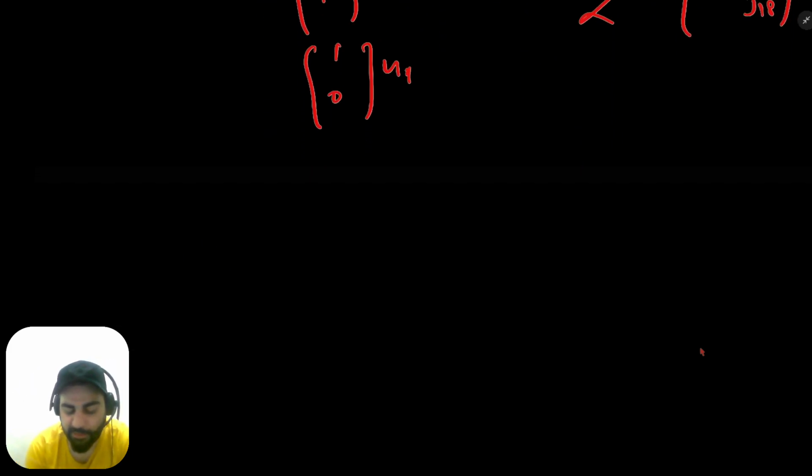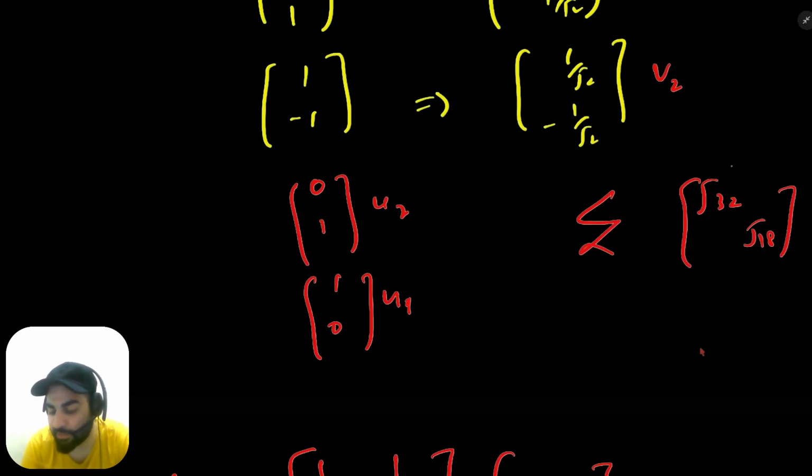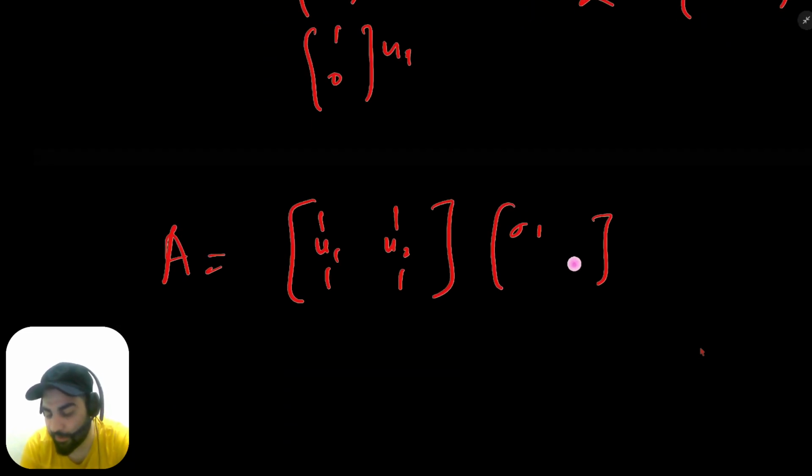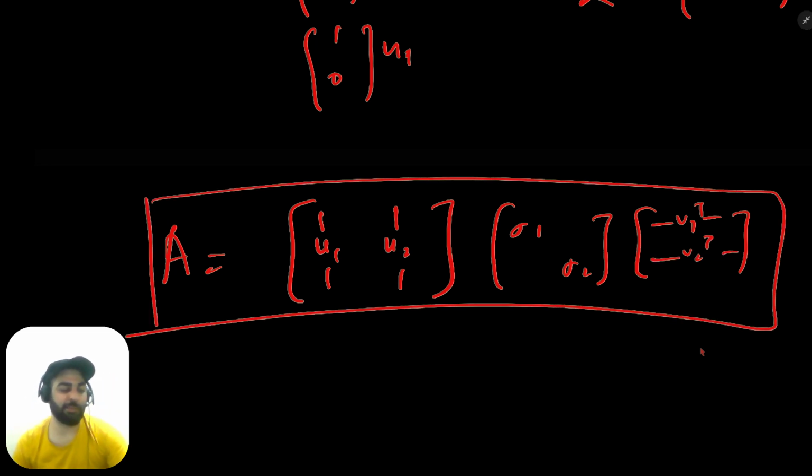Now you can put everything together. You can write this matrix A as U, where you will write U1 and U2, then you will write the sigma. Here sigma 1 is root 32 and this is sigma 2, and similarly you write V1 transpose like this and V2 transpose like this, and this should be equal to this. Is this example clear?